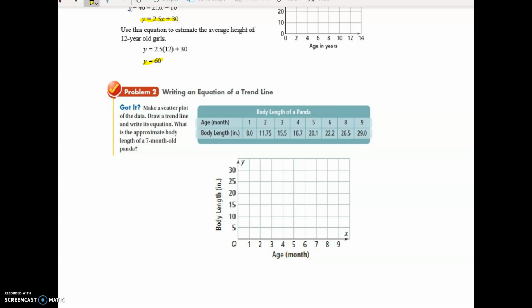So why don't we pause again, go ahead and graph the points and make your trend line. Go ahead and practice writing your equation for that trend line, and then unpause and you can kind of see an example of what I did, okay?